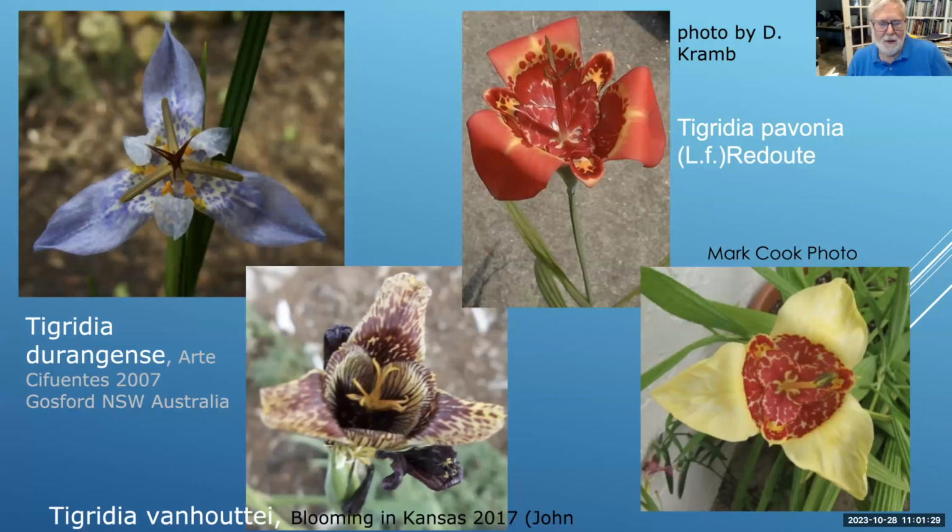These are some of the different Tigridias. A lot of the others besides Pavonia have a flower that's a good 6 inches sometimes across. So it can be a fairly large flower. Some of these others, like Durangensis, the other one below it, they're probably 2 or 3 inches. And let's go to the next slide.